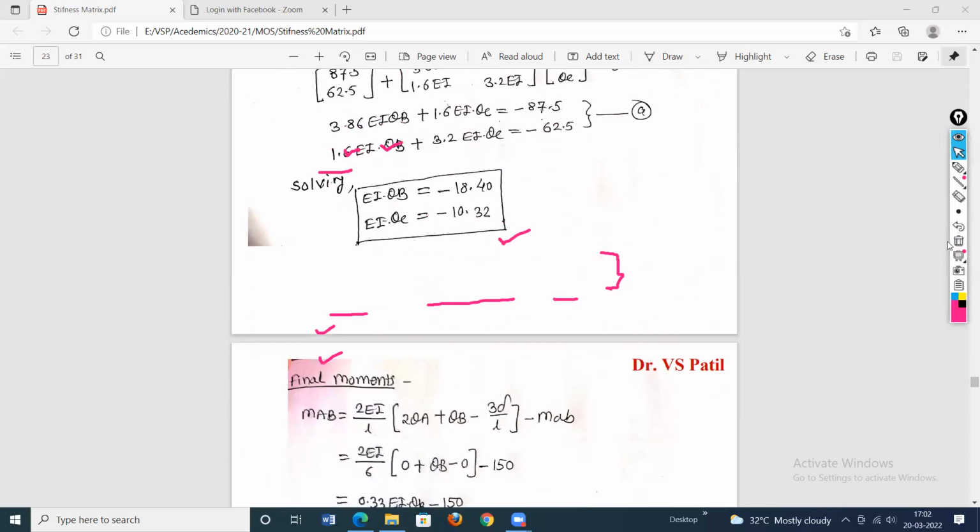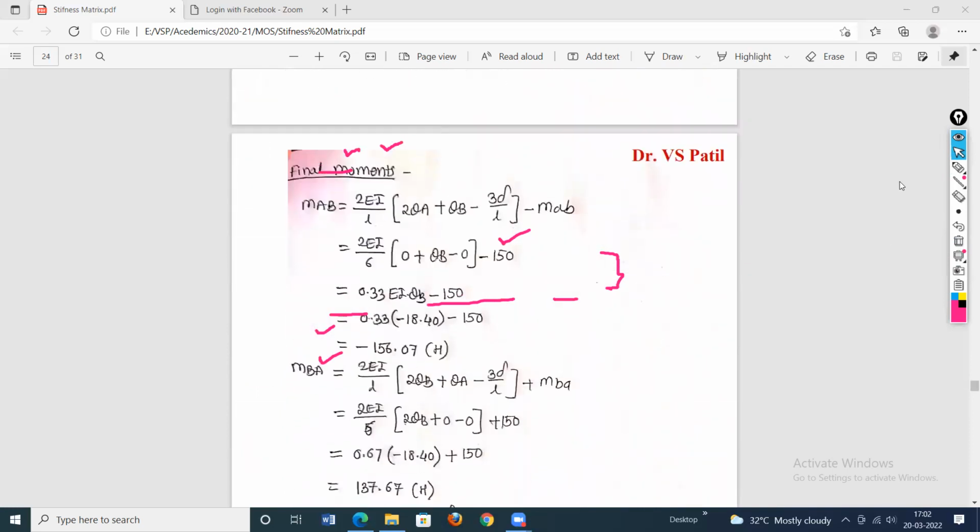Then once the rotation values are calculated, by using the slope deflection equation, calculate the end moments, or the final moments. So using the slope deflection equation, this is the slope deflection equation for span AB, then span BA. Here EI into theta B, already determined, substitute the value as it is, minus 18.40. These are the fixed end moments due to the external loading. Already in step number 2, while generating the load matrix, we have calculated this. So take the value along with the sign as it is.